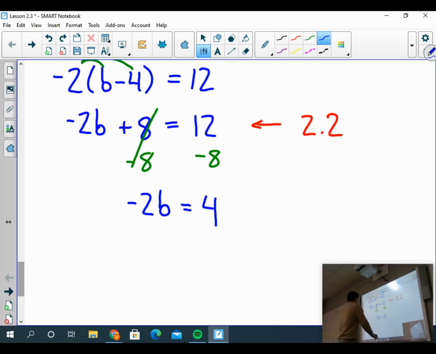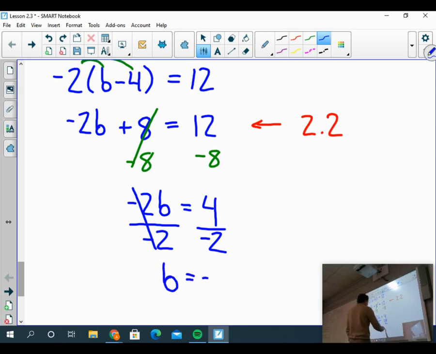From there, I ask, how is the negative 2 related to the b? Well, the negative 2 is being multiplied by the b. That inverse operation would be division. So we will divide both sides by negative 2. Negative 2 divided by negative 2 is just 1. 1 times b is just itself. So I have b on the left side. And on the right side, 4 divided by negative 2 is negative 2.